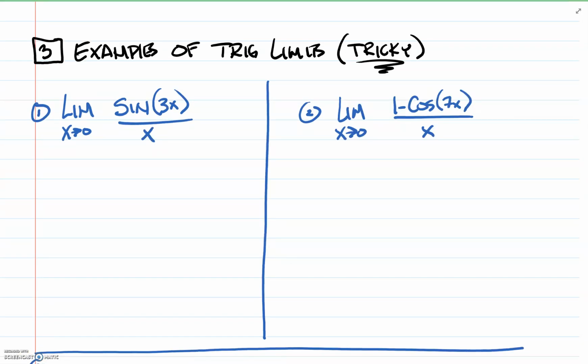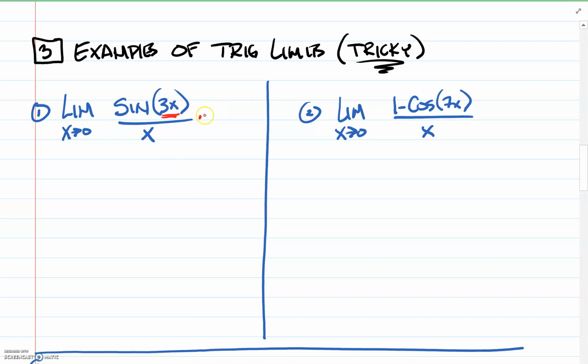Okay, box 3. I've got 3 examples of tricky trig limits. So here we go. Number 1 says the limit as x approaches 0 of the sine of 3x over x. Right away I'm noticing that my arguments do not match, right? The argument here is a 3x. The denominator here is just a single x. So if they were to match, then I could apply the rule at the top of the lesson.